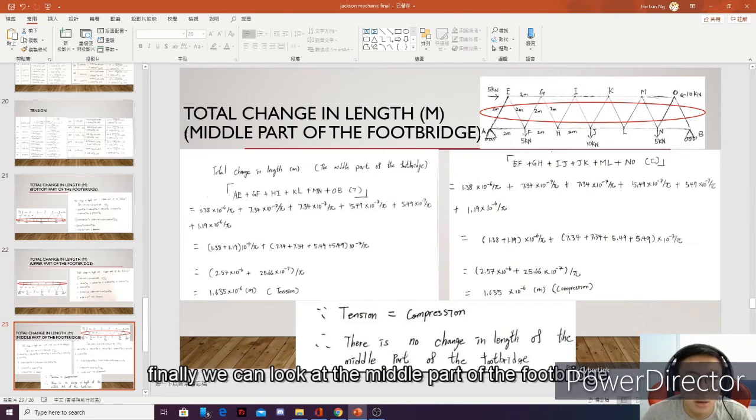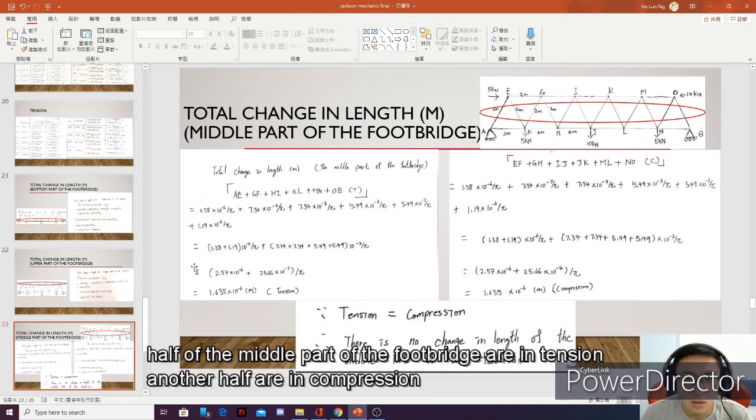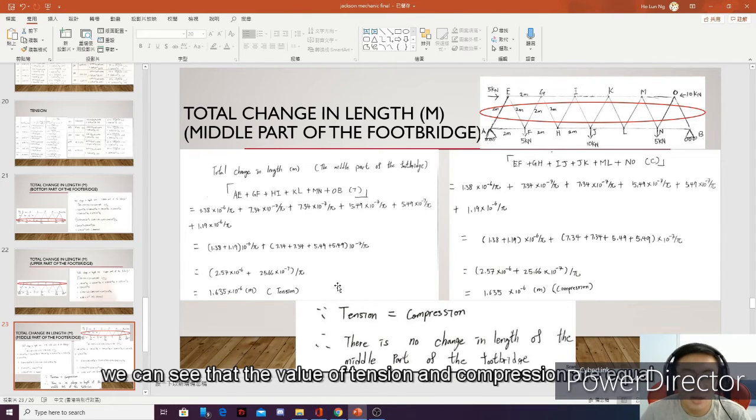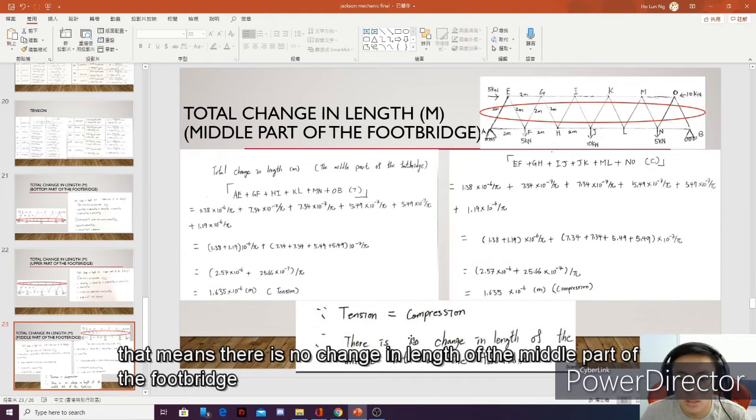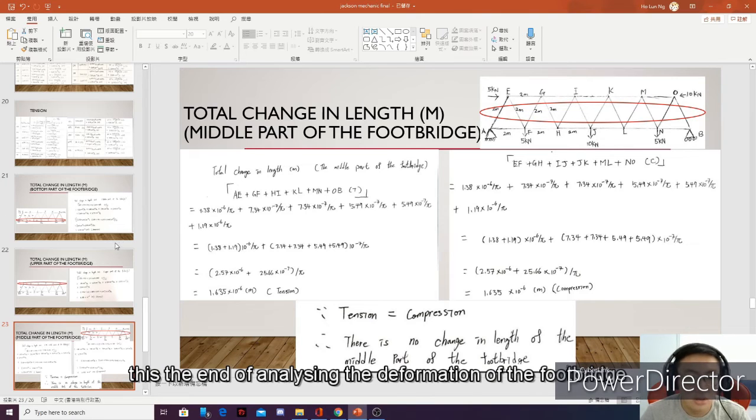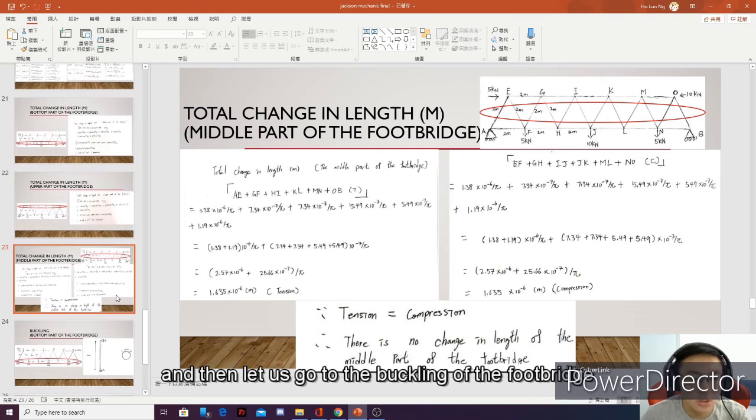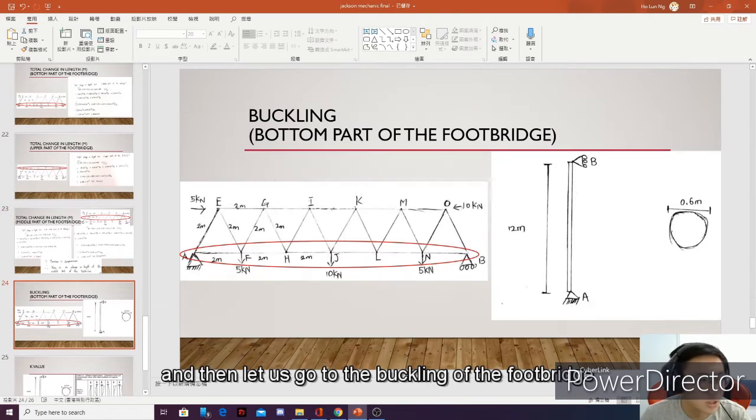Finally, we look at the middle part of the footbridge. Half of the middle part of the footbridge is in tension and half of it is in compression, and we can see that the values of compression and tension are equal. That means there is no change in the length of the middle part of the footbridge. This is the end of analyzing the deformation of the footbridge, and then let's go to the buckling of the footbridge.